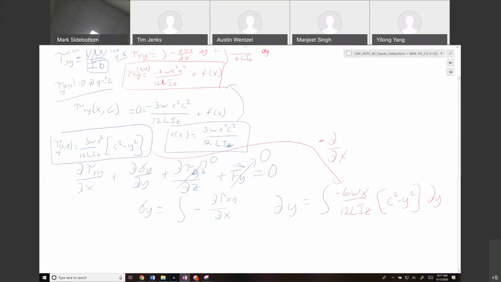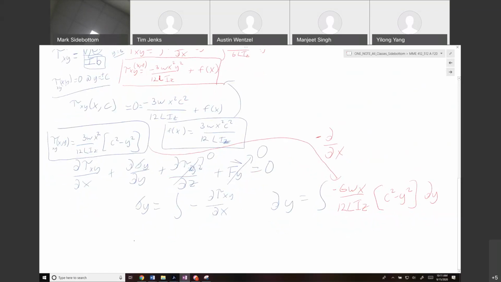So if we do that, we end up getting sigma y is going to be equal to -6wx over 12 l Iz. And then we would get c squared y minus y cubed over 3, plus some unknown function of x, which we'll call g of x this time.